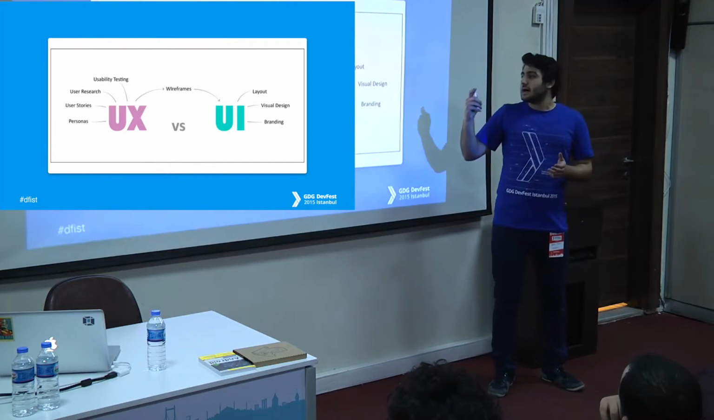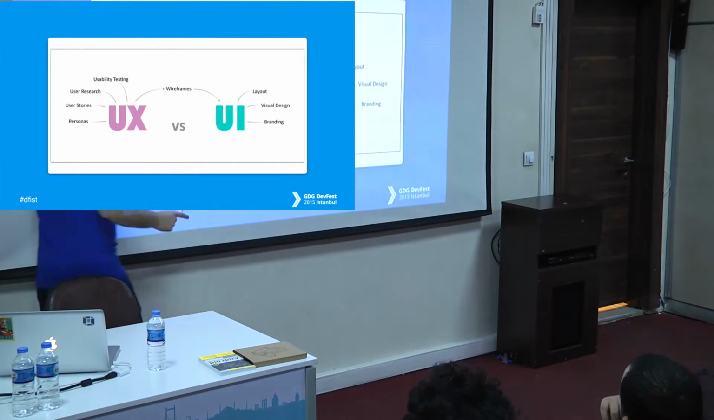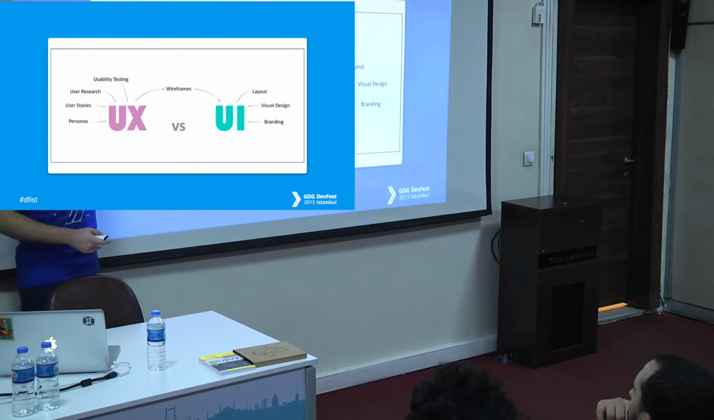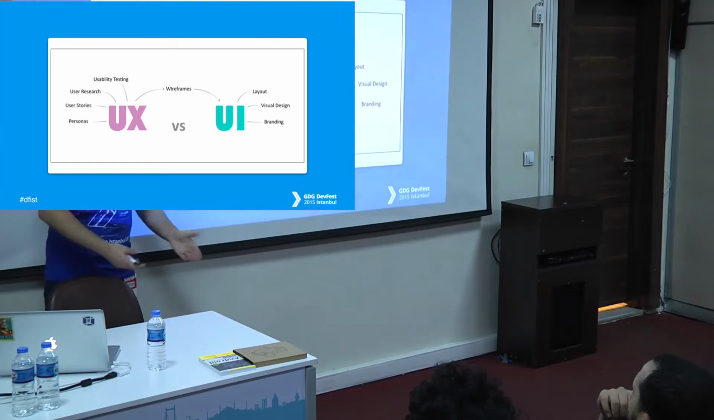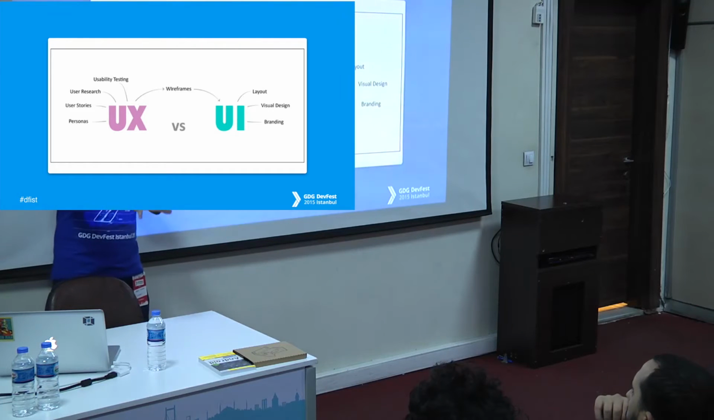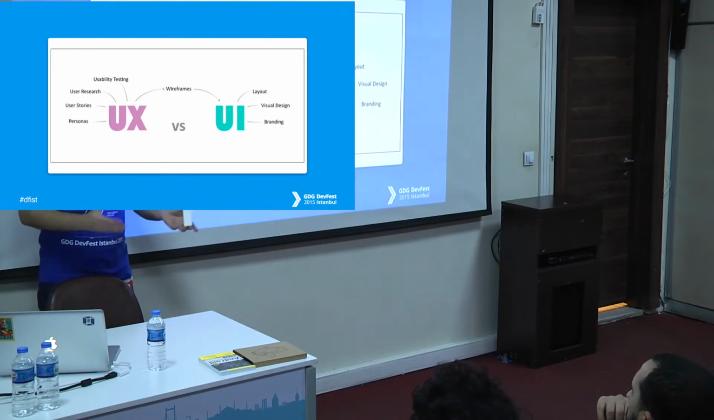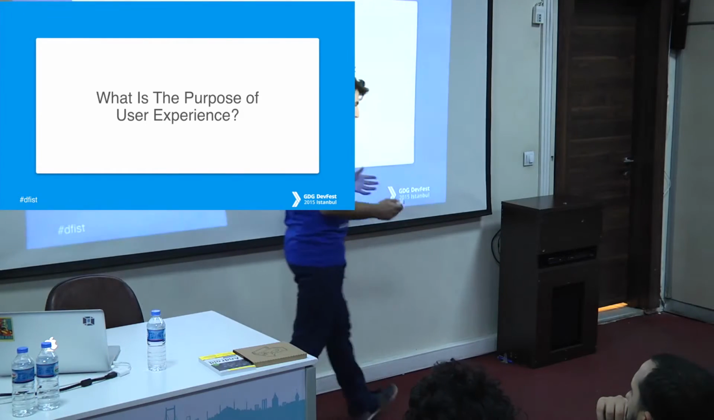So this is the basics of the UI and UX. On the left side, the UX has some steps like usability testing, user research, user stories, personas. Then when we collect this data and process it, we create some wireframes. Then these wireframes are used in the UI. So they create layouts, they make the visual design, and they put some branding things on it, so it has to look more creative, more elegant. So what is the purpose of user experience?